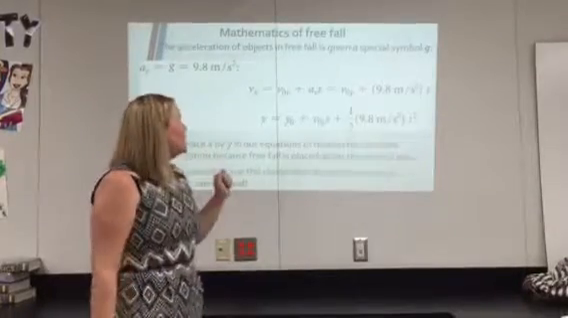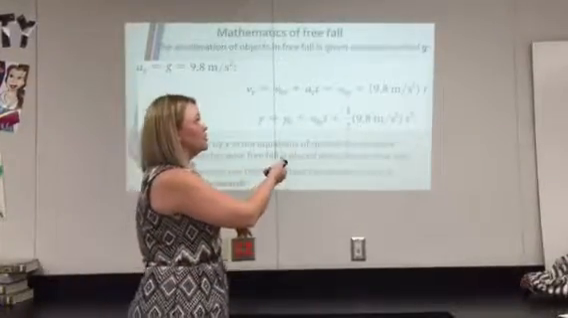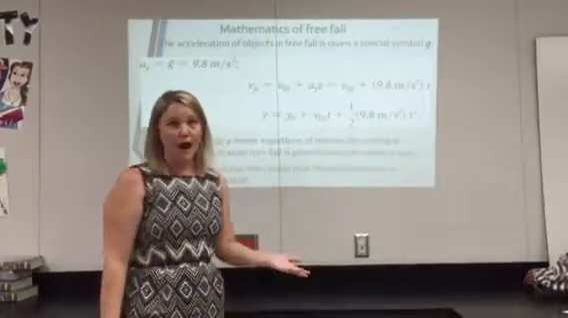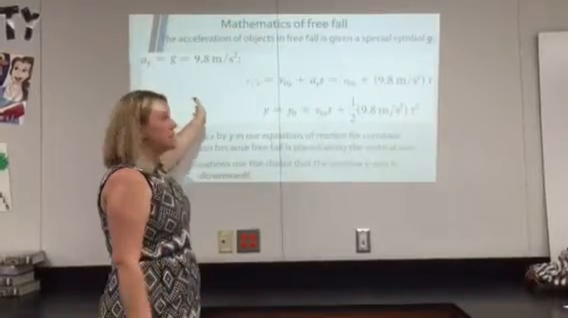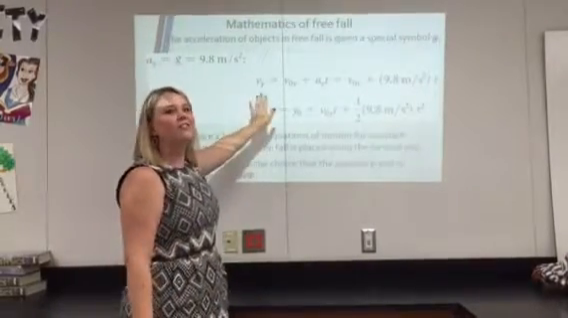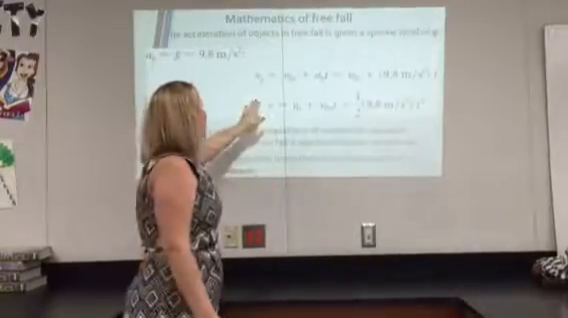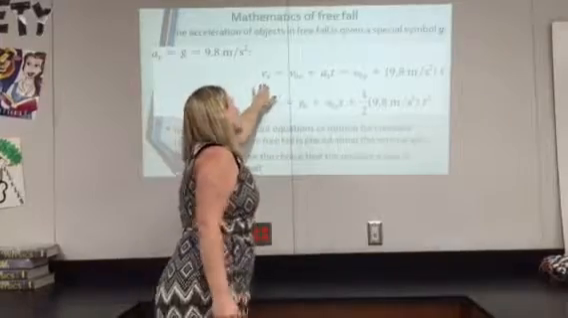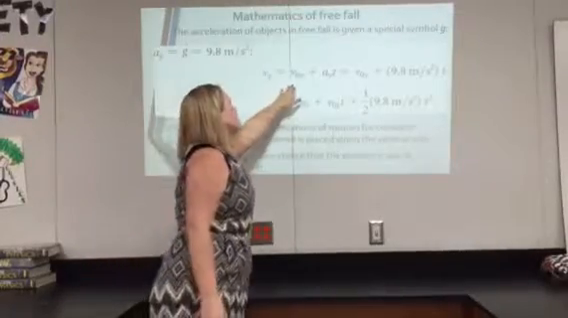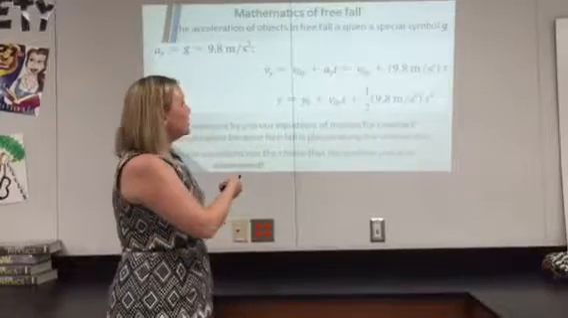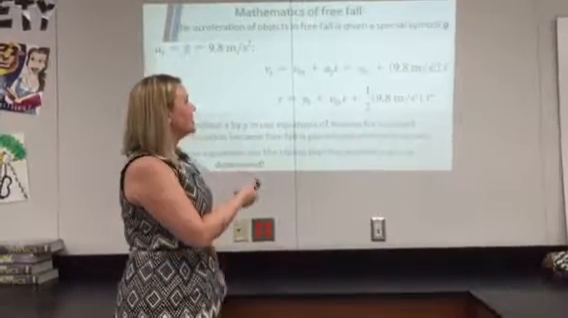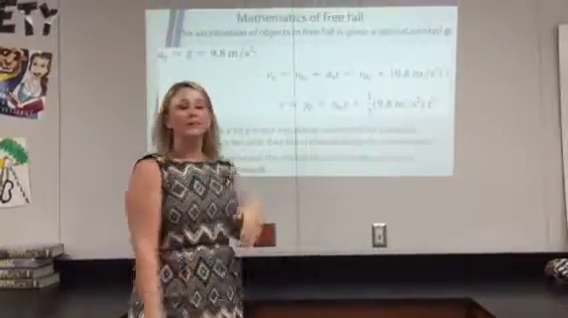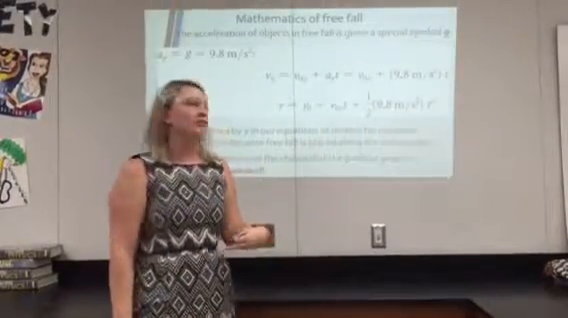The acceleration of objects in free fall is given a special symbol, g. That stands for gravity, because when anything falls, it's due to the force of gravity acting on it. As you can see up here, these kinematic equations should look very familiar with a slight difference. Now we have y's instead of x's. So we have our vertical final velocity with our vertical initial velocity, vertical acceleration, and then we can now put 9.8 meters per second squared in for that vertical acceleration because it's going to be the acceleration due to gravity.